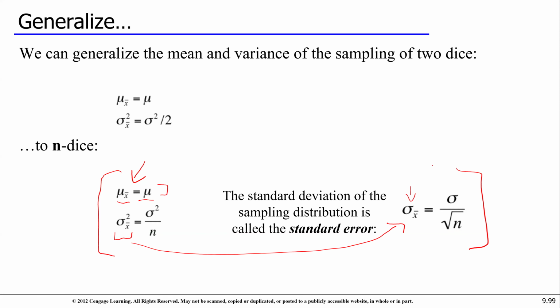You can call it the standard deviation of the sampling distribution of the sample mean, or you can say standard error. So the formula for standard error is standard deviation divided by the square root of your sample size, that lowercase n. So these are the formulas you're going to be using, and this will be important.